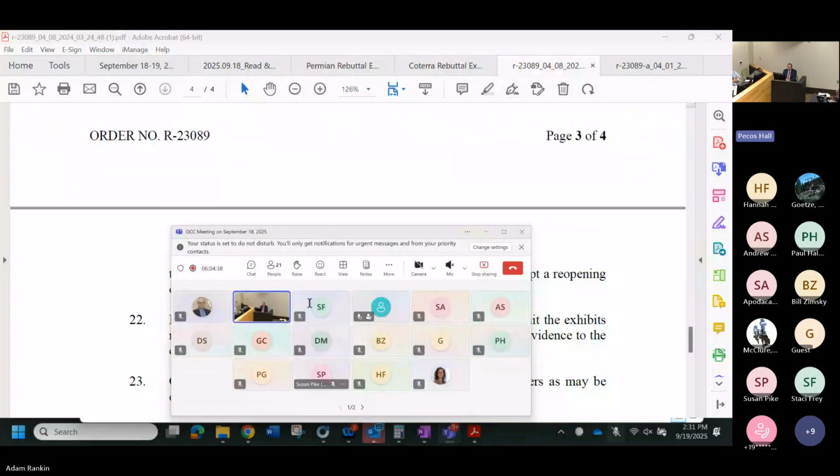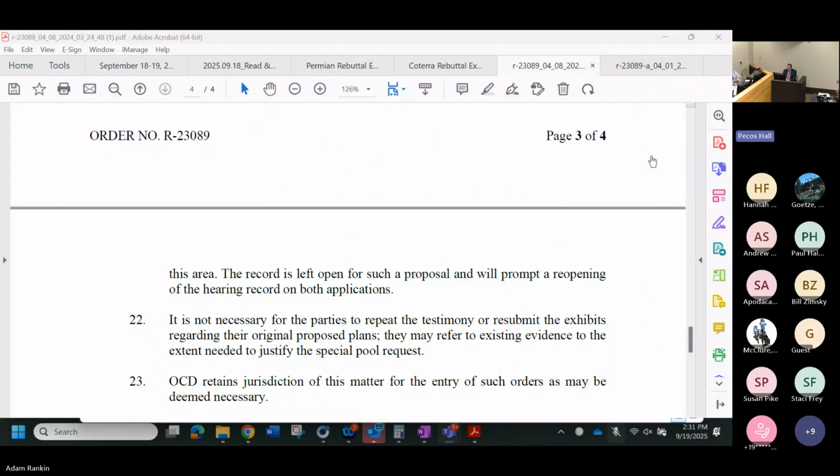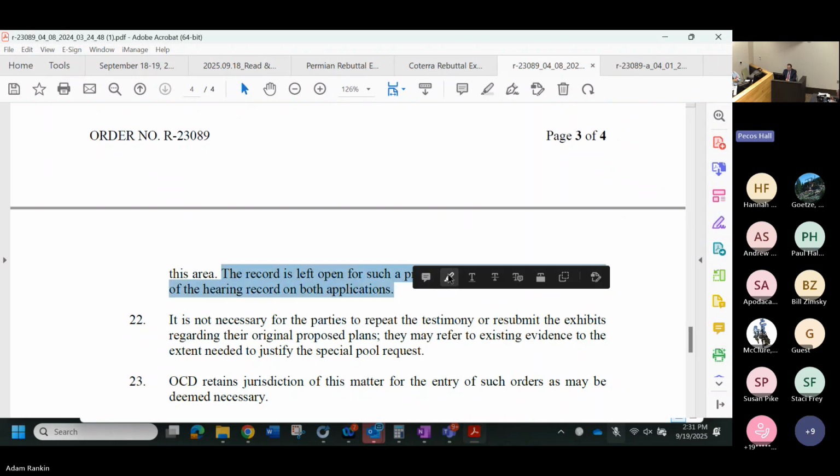So in that same order, 23089, at the conclusion of it, the division orders and states that the record is left open in order to allow the parties to propose a wolf-bone pool. Do you recall that? I don't recall that full piece of that portion of it. Do you disagree that I'm showing you that language here in that order right now? You're showing me one sentence that says that, so I agree that you're showing me that statement.